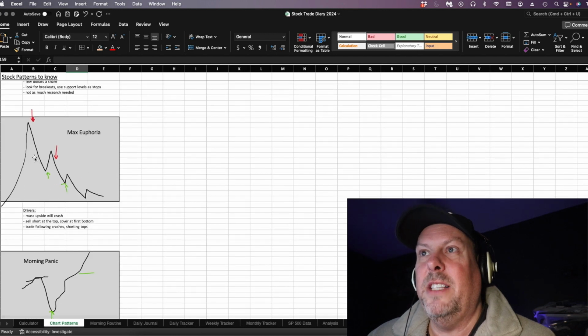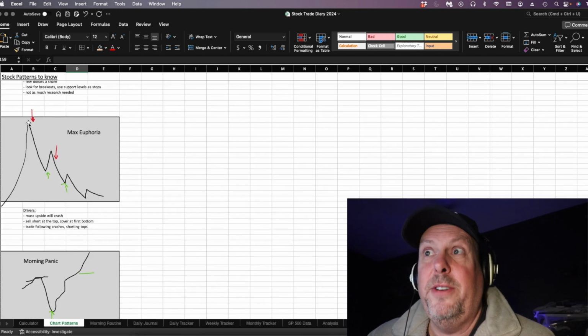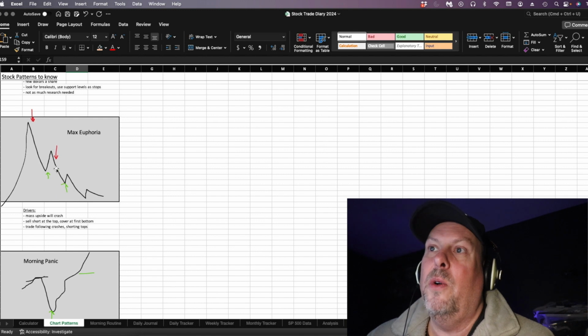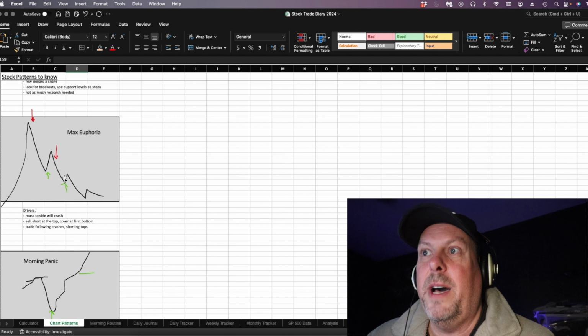And then here's the max euphoria. It spikes up. You're late, but you can short. These are shorts. Or you can dip buy at these dip buys. When it first crashes, buy. First is just buy, but it's going to be very short, so you have to be very careful there.